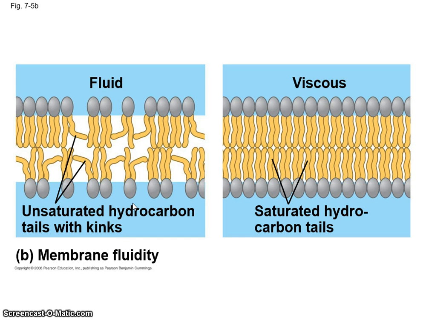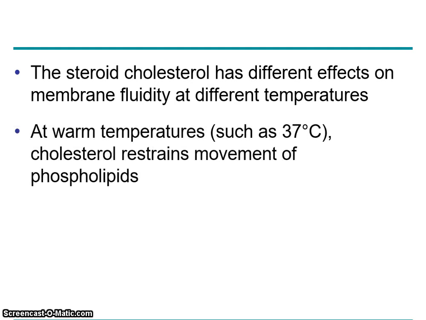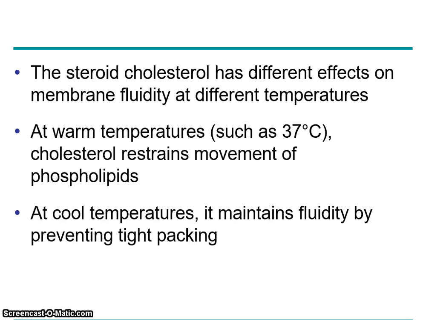So unsaturated fatty acid chains typically are found in organisms that live in colder temperatures, so that their membranes don't pack up tightly like they would if they were made of saturated fatty acids. Another adaptation that some animals have is that they have the steroid cholesterol found in their cell membranes as well. And this goes back to something very similar that you saw with the unsaturated versus saturated fatty acids.